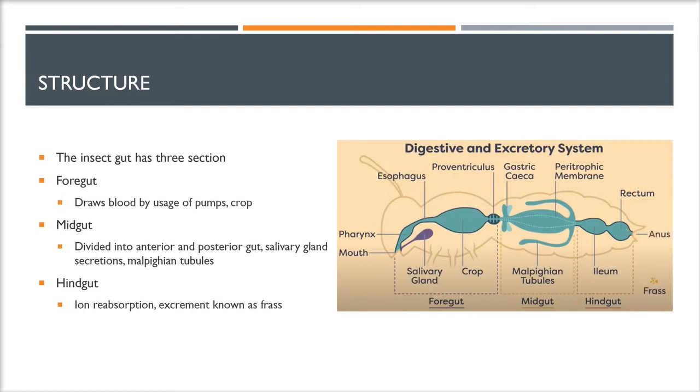These tubules are considered the insect's kidney, in which it filters its own fluid, hemolymph. This is a fluid equivalent to blood in most invertebrates. The last section of the gut is the hindgut. The hindgut reabsorbs ions that may have passed by and creates excrement known as frass.